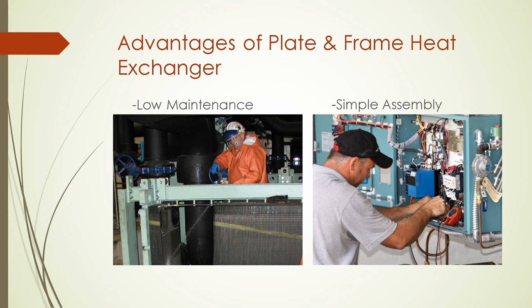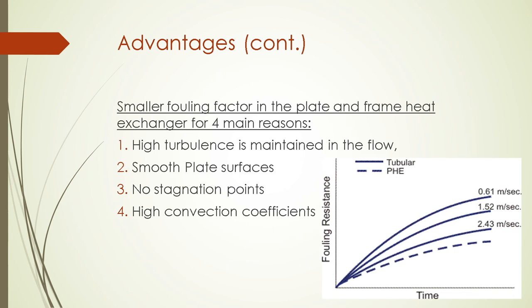The advantages of the plate and frame heat exchanger include that it is easily maintained and simple to clean, and both of those are without having to take apart the configuration, and also it's more suitable for highly viscous materials, it's flexible, compact, and has close approach temperatures. The most important advantage of the plate and frame heat exchanger is it has a smaller fouling factor in comparison towards the other heat exchangers, and this is because it has high turbulence that's maintained in the flow. It has smooth plate surfaces, no stagnation points, and high convection coefficients.